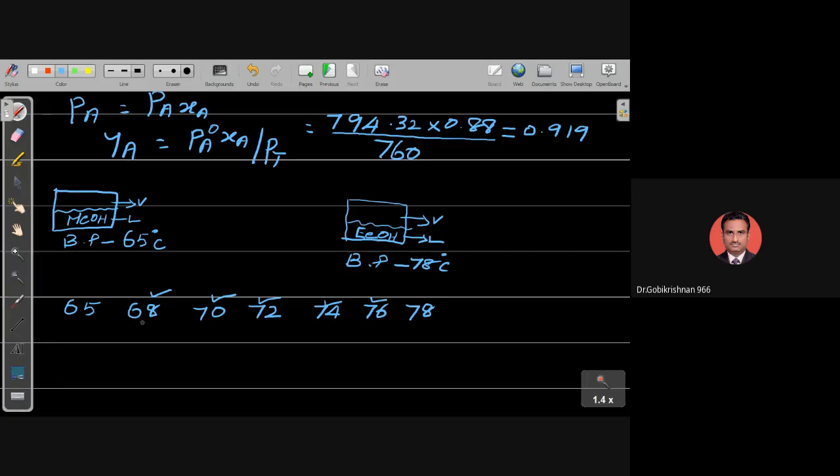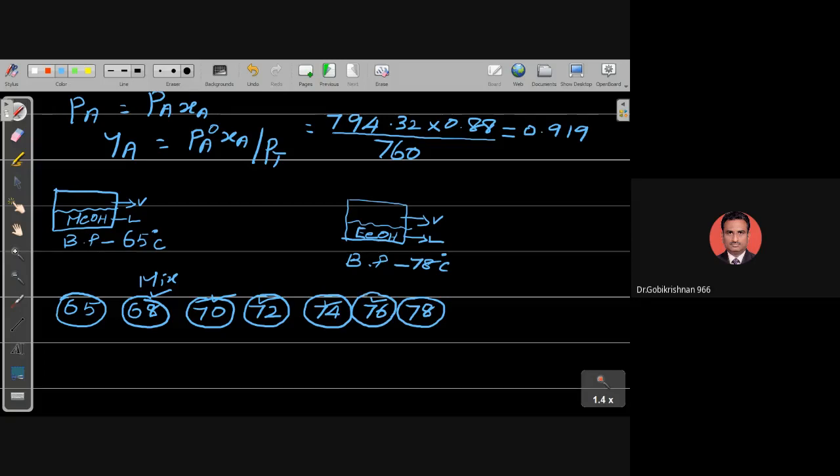I have to find the values of x and y. What is this 65? It is the boiling point of pure methanol. What is this 78? This is the boiling point of pure ethanol. What about the in-between temperatures? These are the boiling points of mixtures of methanol and ethanol. This also is a mixture, and this also, and this also. But I don't know the composition of each liquid mixture.